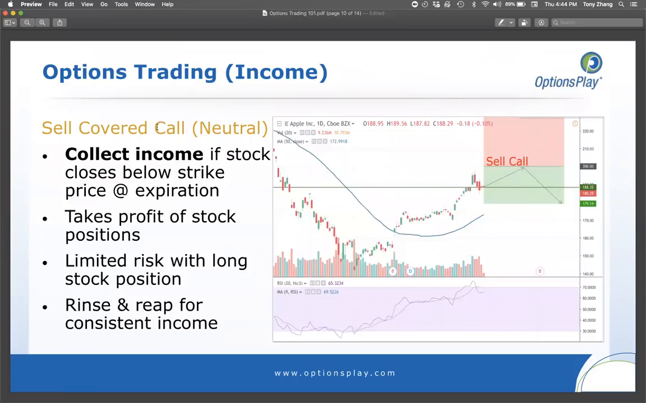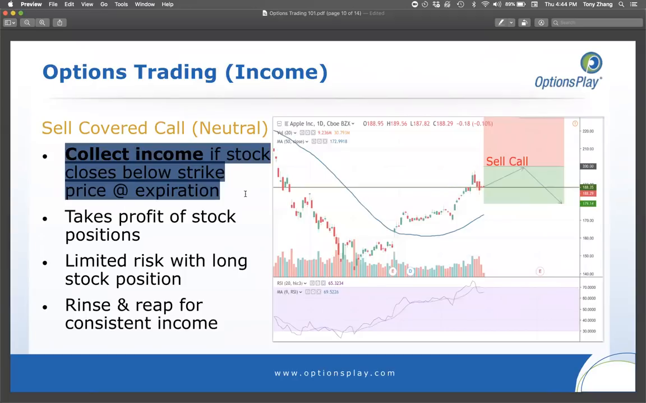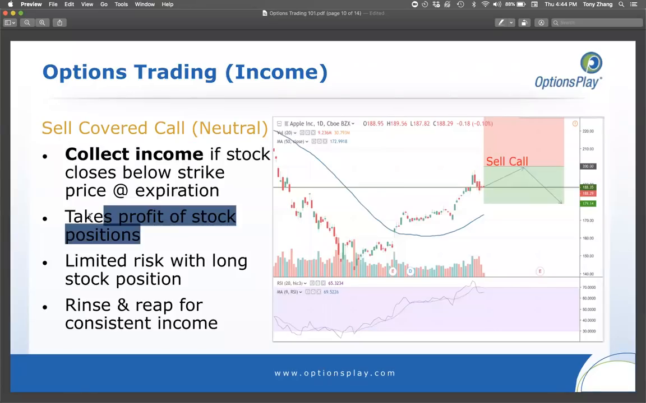But that's not what we're doing here. We're collecting income by selling the stock only if we own that stock. Because if we own the stock, that allows us to potentially sell the stock at the strike price. So if you own the stock at 188 and you sell a $200 call option against it, you collect income as long as the stock stays below 200.